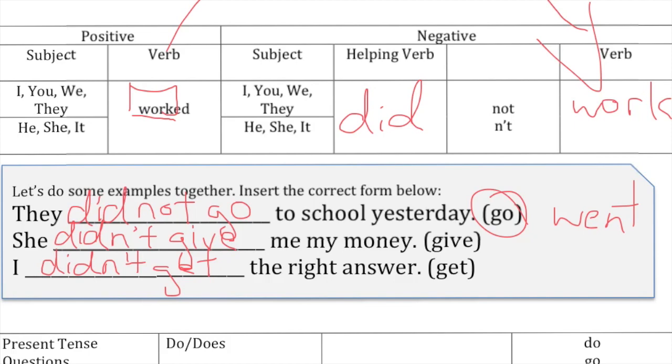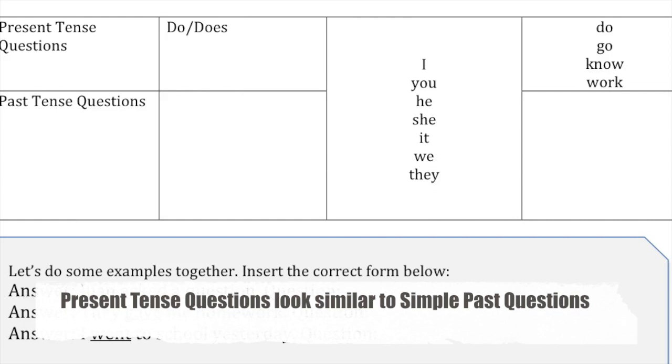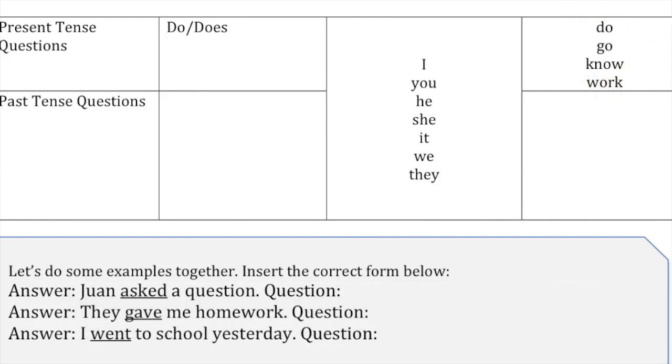Okay, let's do the next part now with questions. For this part, I showed you how to do present tense questions. Hopefully in the past you might have watched my video on how to do present tense questions. That's with do or does, and it's I, you, he, she, it, we, or they, as you remember. And then you just add the verb. So, do I go? Do you work? Does she go to school? Do they know the right answer? Things like that. That's present tense questions.